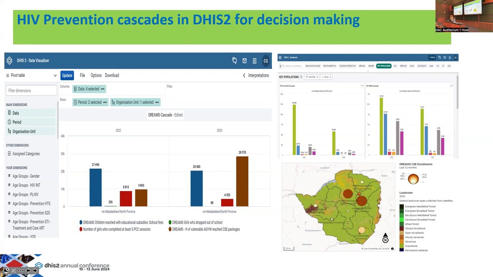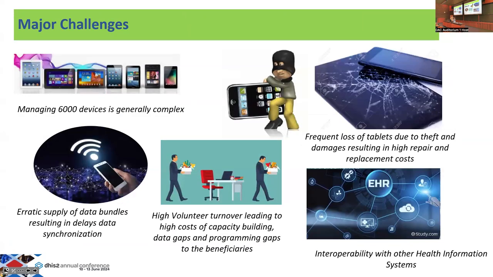We are also utilizing the DHIS2 maps to see whether our peers are distributed appropriately, and also comparing with other documents like the hotspot mapping. In terms of the major challenges, I'll quickly go through these. Managing 6,000 devices is very complex. I'm sure we will all agree.